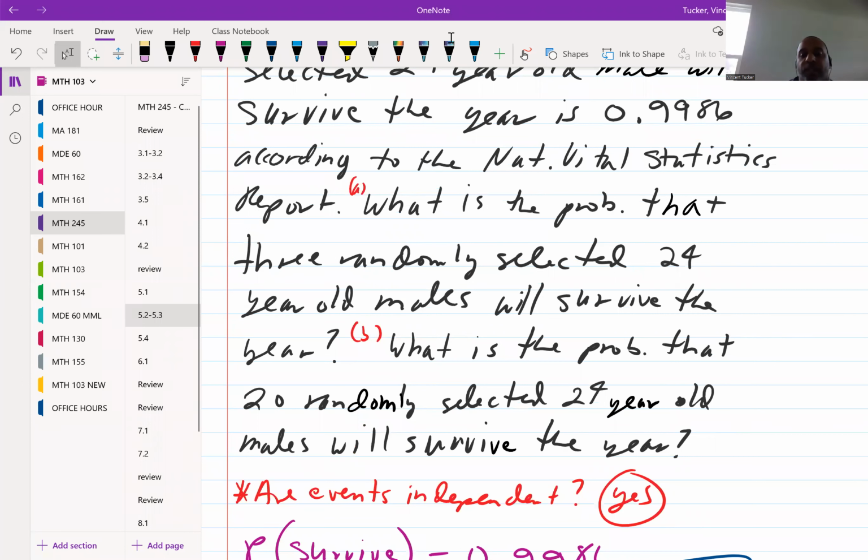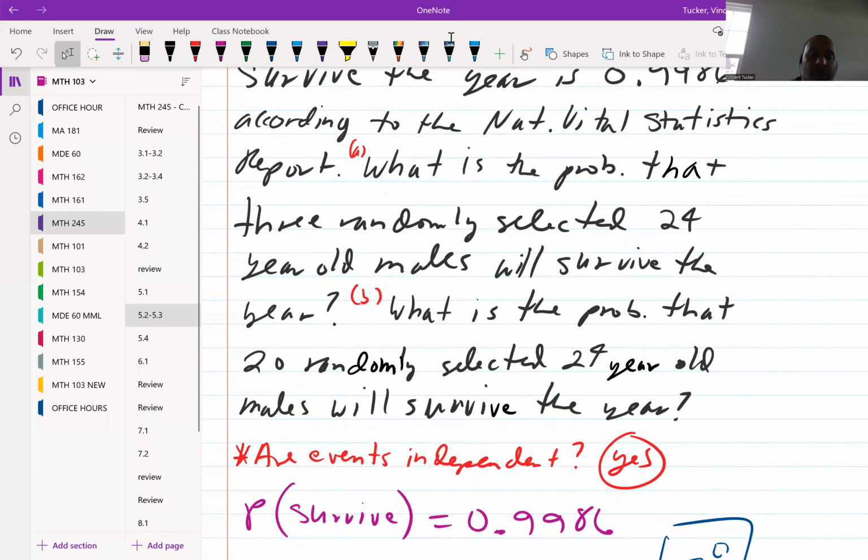So are the events independent? The answer is yes. The fact that one 24-year-old male survives the year has nothing to do with another 24-year-old male surviving the year or not surviving the year. So these are independent events.